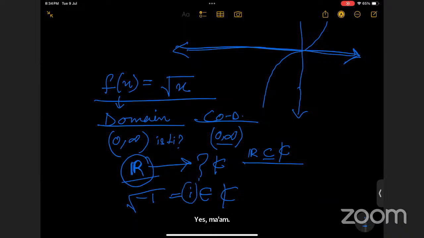This is iota, right? Iota belongs to the complex numbers, which is not in the real line, right? Yes, ma'am. So our codomain cannot be the real line. Convinced? So what will be the codomain then?